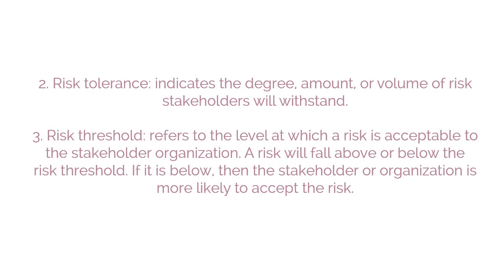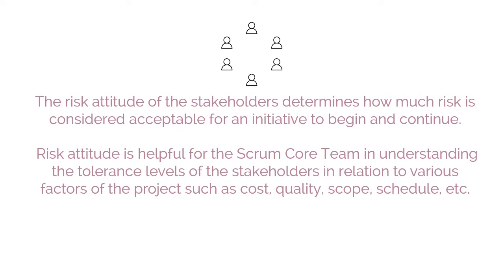Risk appetite indicates the amount of uncertainty that the stakeholders or the organization is willing to take on and initiate or continue with the project or any other initiative. Risk tolerance indicates the degree, amount, or volume of risk stakeholders will withstand. Risk threshold refers to the level at which a risk is acceptable to the stakeholder organization. A risk will fall above or below the risk threshold. If it is below, then the stakeholder or organization is more likely to accept the risk.